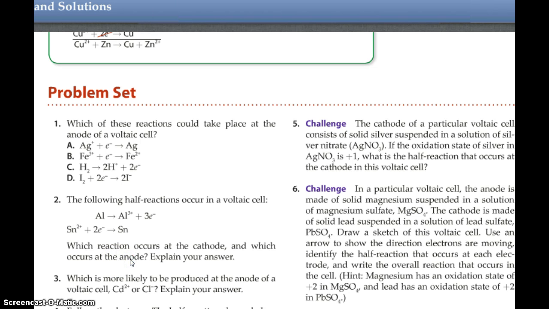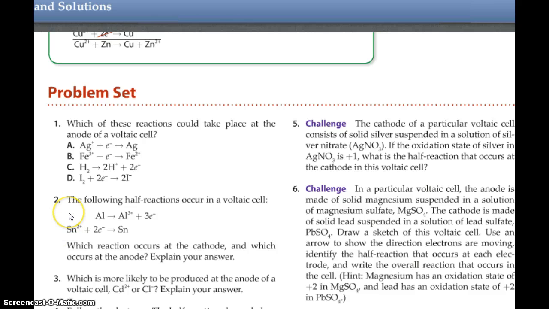Anode, a negative. Anode, oxidation. Oxidation means get rid of electrons, meaning become more positive. All right, which one's becoming more positive? Is the aluminum becoming more positive, or is the tin becoming more positive? Well, the tin is going from plus 2 to 0. That's going down. That's being reduced. Reduction happens at the cathode. Aluminum is becoming more positive. Woo! And more positive is your what?